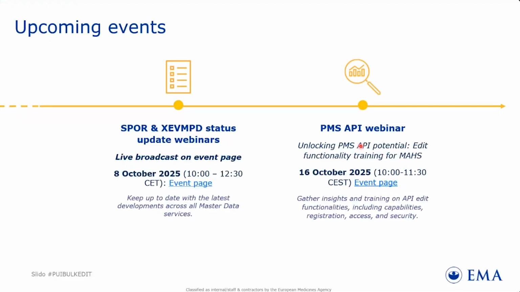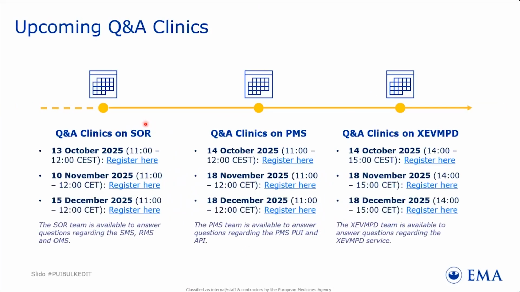On the 16th of October, we have the webinar for the PMS API, the Right PMS API. So very useful as well for those that are planning to connect to the Right PMS API. And then, as always, we have our Q&A clinics for SPOR and for PMS and also for XCMPD. You have all the dates here. You also have the pages. We've seen that the other sessions have been quite successful, so we are keeping this throughout this year.